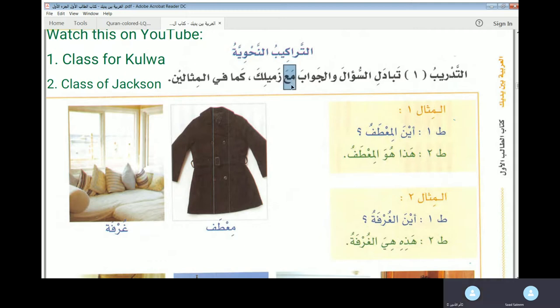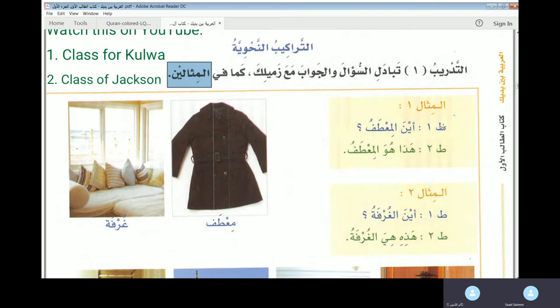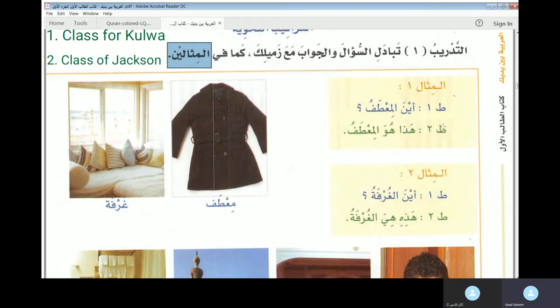With your colleague, like in the two examples, like in the examples. Al-misal al-awwal. First exercise, first example.